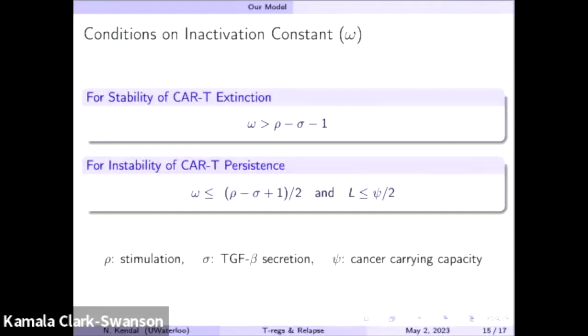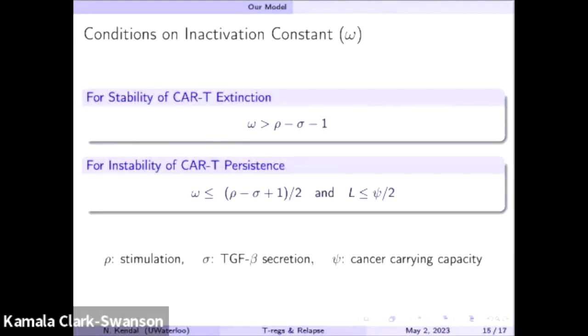So for CAR T cell extinction to be stable, omega, the inactivation, has to be greater than the stimulation minus the secretion minus 1, and that's just like the regular death term of CAR T cells. That's where the 1 comes from. And for instability of persistence, it's necessary that omega is smaller than rho minus sigma plus 1.